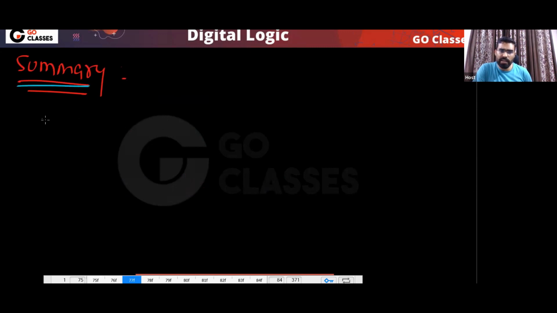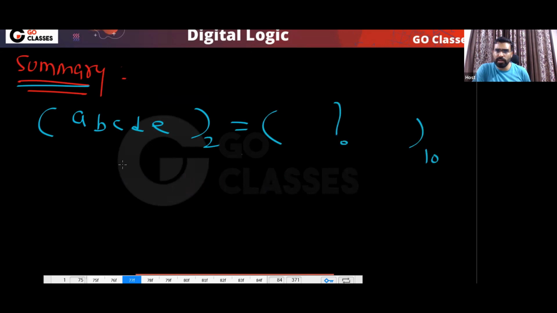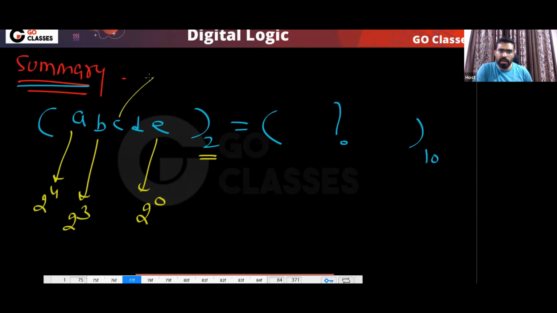If I give you any binary number, A, B, C, D, E, how to convert it to decimal? Very simple, because this is a binary number, so everything has a weight in the power of 2. Only this you have to remember, if you did not understand the logic.